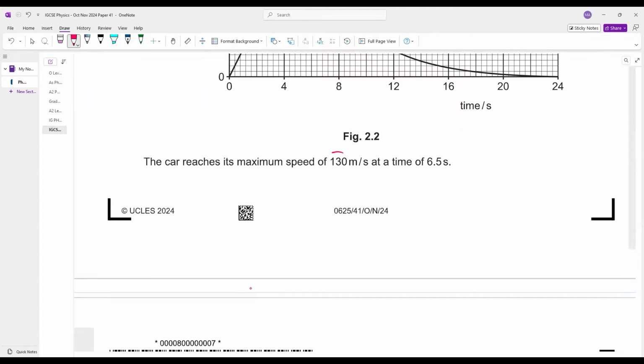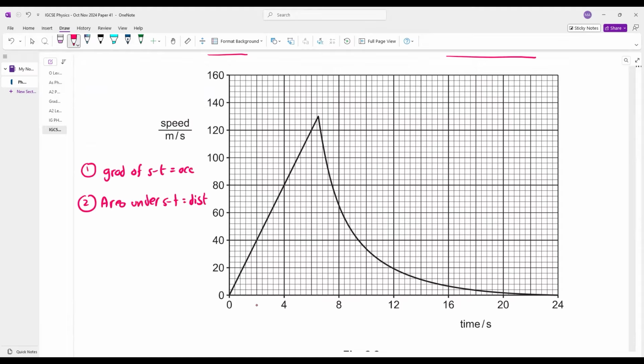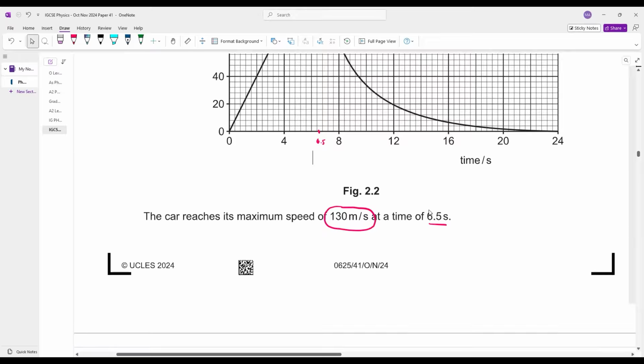The car reaches a maximum speed of 130 meters per second at a time of 6.5. Let's see. The car has reached a maximum speed of 130, and the time is roughly 6.5. Somewhere here. Let me draw it correctly as well. So the car has reached a speed of 130 meters per second at a time of 6.5.